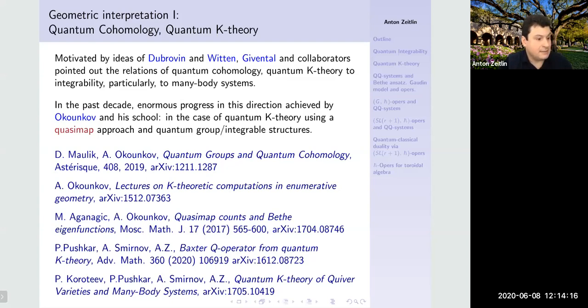But the really fascinating progress happened in the last decade. It was by Okounkov and his school. This was a different approach to quantum cohomology and quantum K-theory, which used the full power of quantum groups and integrable structures and so on. And I gave you a couple of references here which are useful. But that wouldn't be the main subject of today's talk.